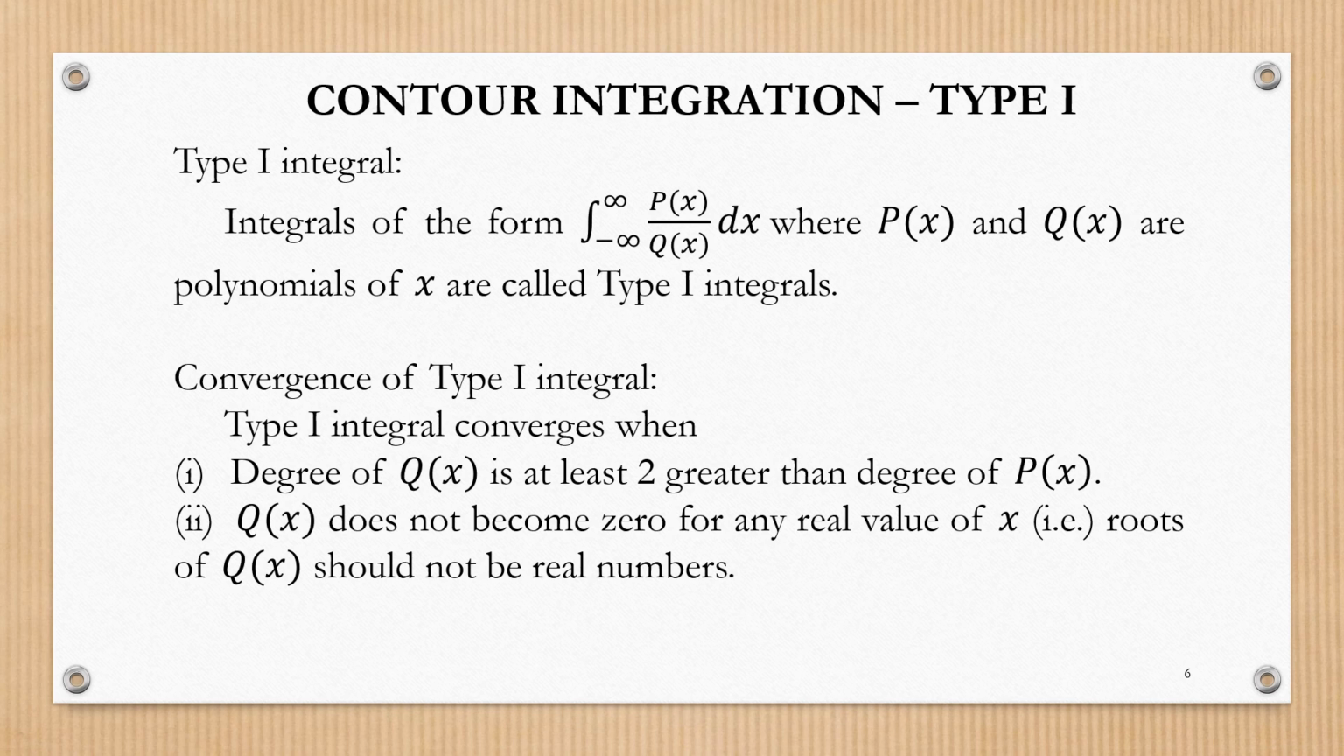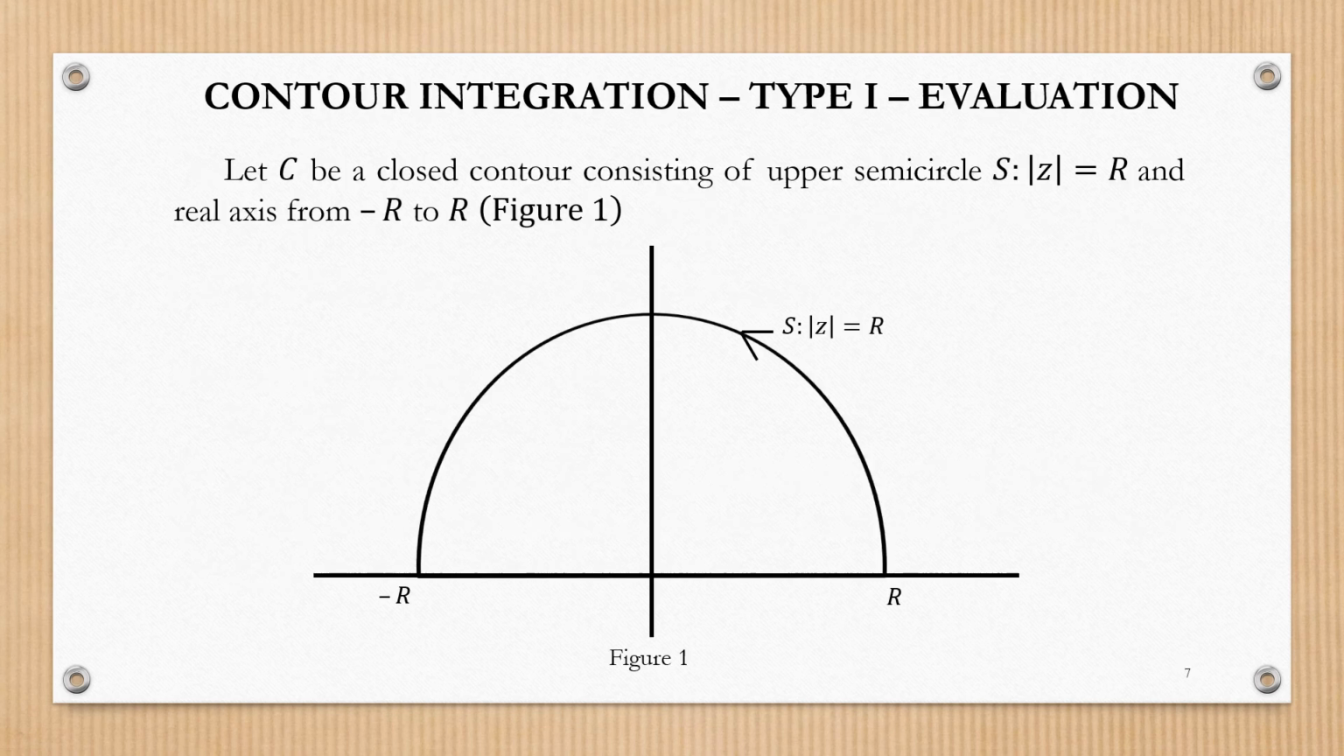Under the condition of q of x having degree 2 more than p of x and q of x not having a real root, the integral converges or it has a finite value. Let us look at the evaluation procedure for a contour integral of type 1. The contour is defined in this fashion.